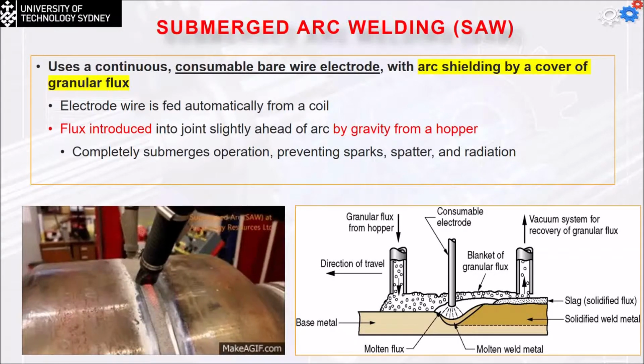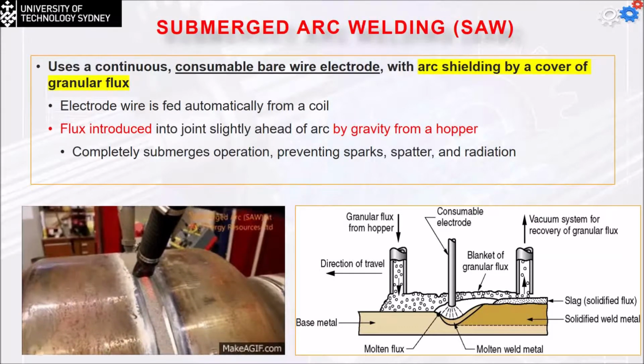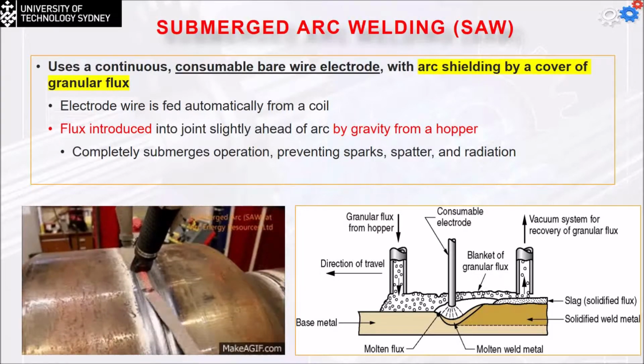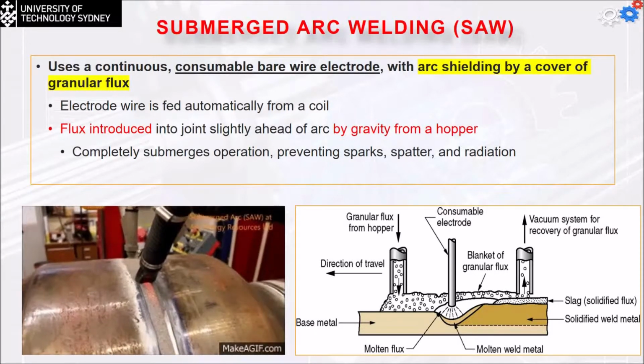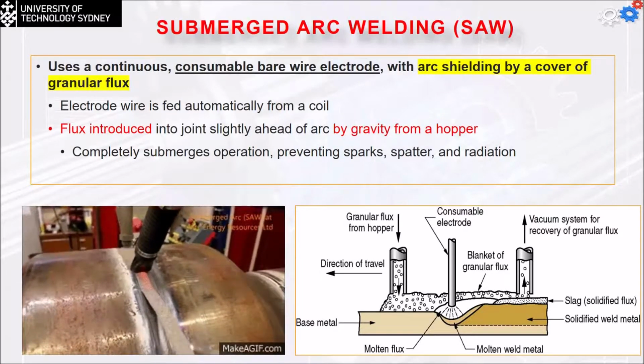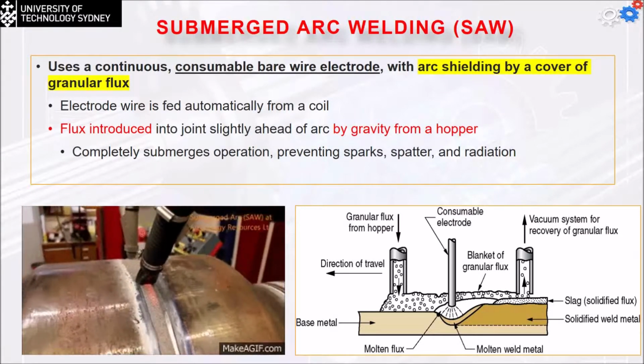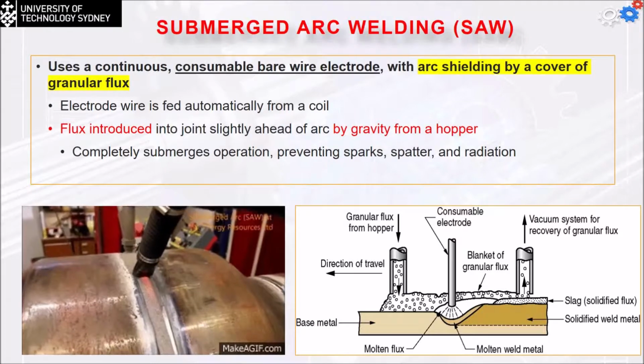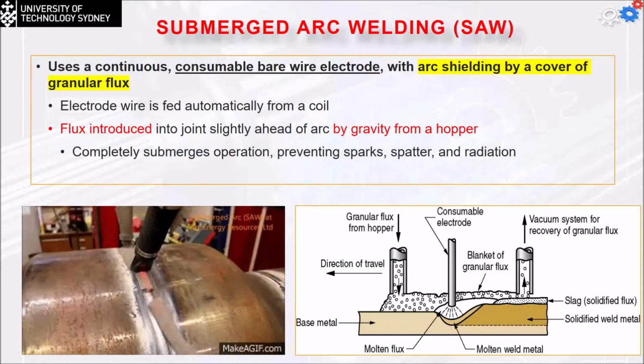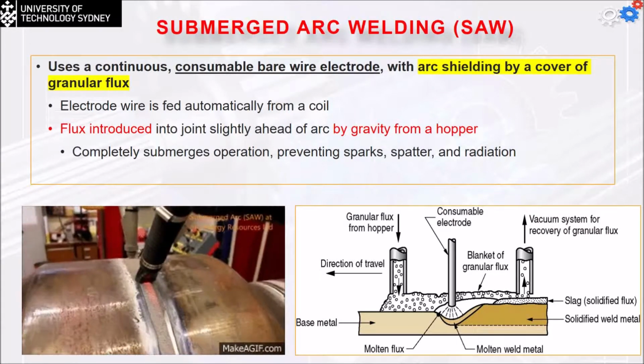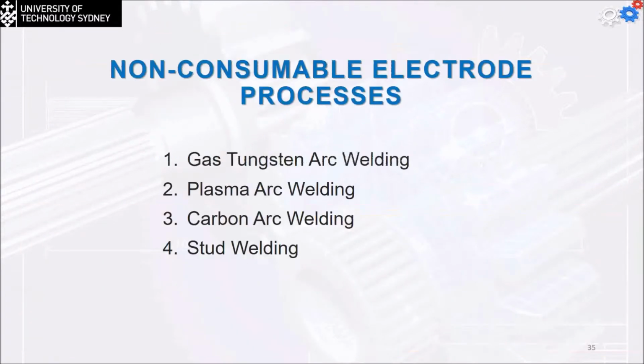The other type is the non-consumable type. Usually, the first one we saw here was called the MIG, and the other one is called the TIG. So for the non-consumable type of electrode, mainly we are going to use external material to be fed in. They are classified as gas tungsten arc welding, plasma arc welding, carbon arc welding, and stud welding.